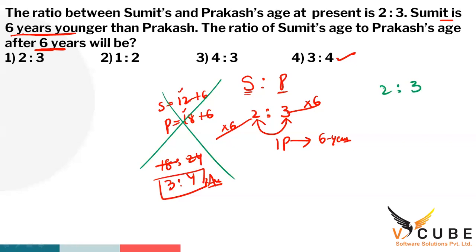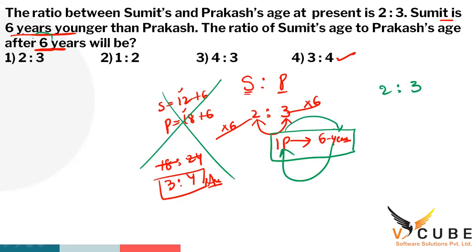So the given ratio is 2:3. Look at the screen, guys, carefully. 1 part is equal to how many years, guys? 6 years. Yes, 1 part is equal to 6 years. 6 years is equal to how many parts, guys? 1 part. Okay, 1 part is equal to 6 years. 6 years is equal to 1 part.